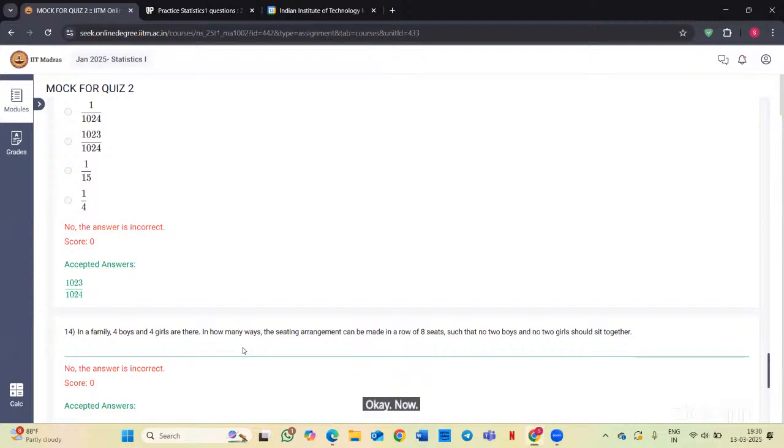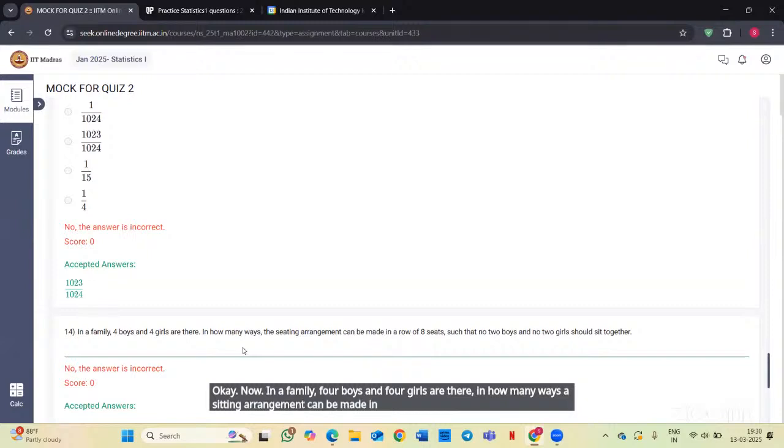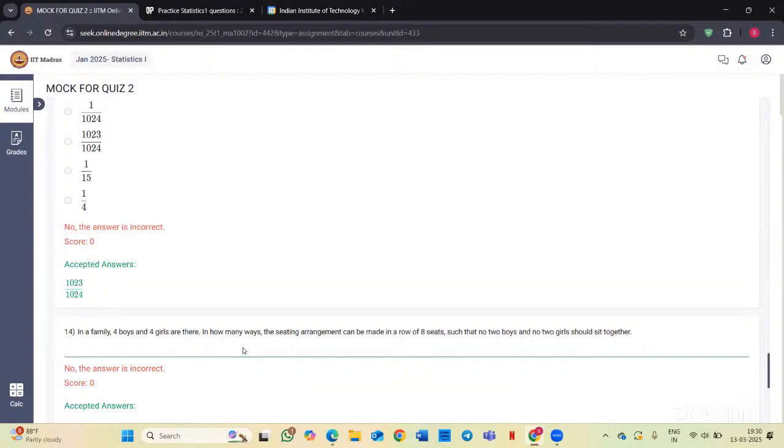Now, in a family, 4 boys and 4 girls are there. In how many ways can a sitting arrangement be made in a row of 8 seats such that no 2 boys and no 2 girls sit together? I think this is an easy question. Yeah. So tell me the answer then, and also the approach.